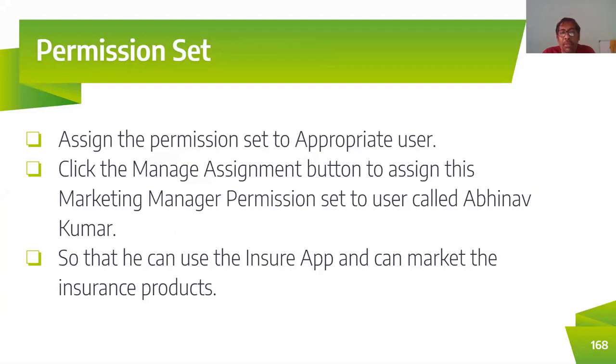Click the Manage Assignment button to assign the Marketing Manager permission set to the user called Raakesh Kumar, so that he can use the Insure app and market the insurance product. Right now, it has to be assigned to the particular user. On the top, you have the Manage Assignment button. Click that, and then set the permission set for the particular user so that he can access the app and market the insurance product.